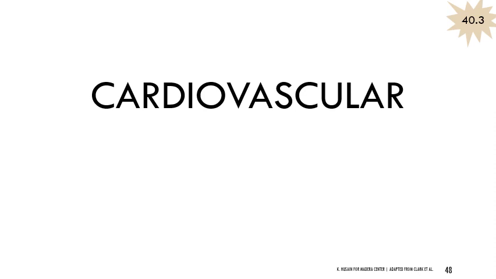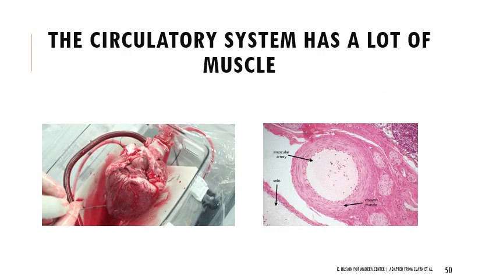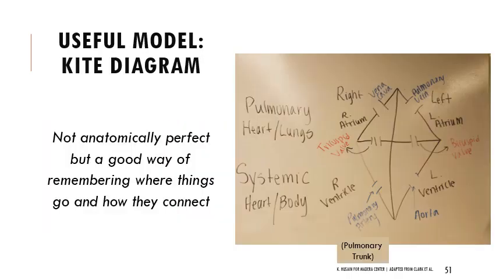Okay, so when we're thinking about the system itself, the cardiovascular system, we see two main words there. We have cardio, which means heart, and we're going to focus on that first. Keep in mind that the circulatory system has a lot of muscle. We already talked about the structure of cardiac muscle. There's also a ton of smooth muscle running through arteries and veins that we'll talk about in a little bit.